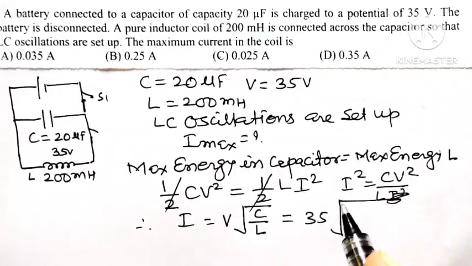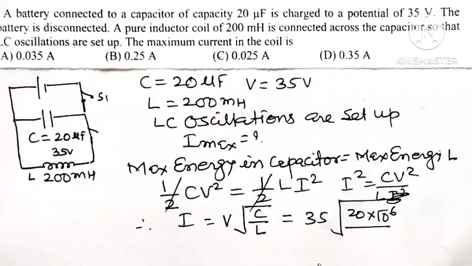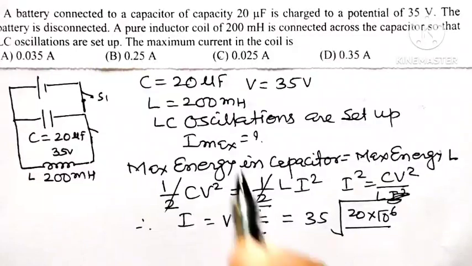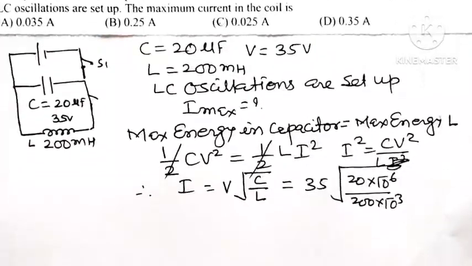What is the value of the capacitor? The capacitor is of value 20 microfarad, meaning 20 into 10 raised to minus 6. And the inductor is of value what? 200 millihenry, meaning it is 200 into 10 to the power minus 3.